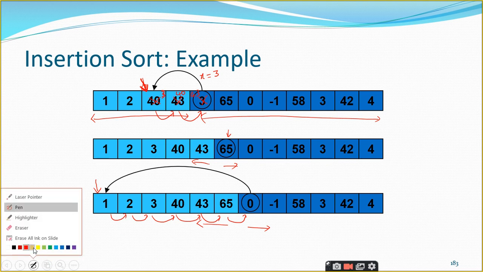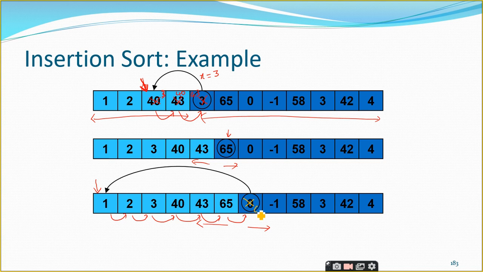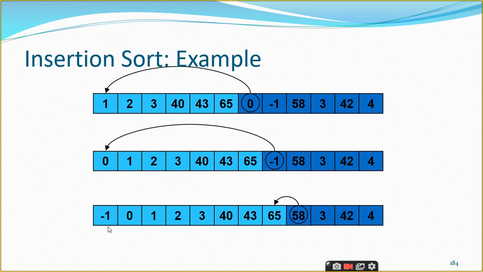So, at this position I will get the elements as, this becomes 65 and this becomes 43. This one is 43 and this becomes 40, this is 3, this is 2, this is 1 and here you have a vacant space. So, before moving, what you will do? You will copy the element to x and then you insert the element here. After this step I will get the elements like this. This is sorted and this is unsorted.